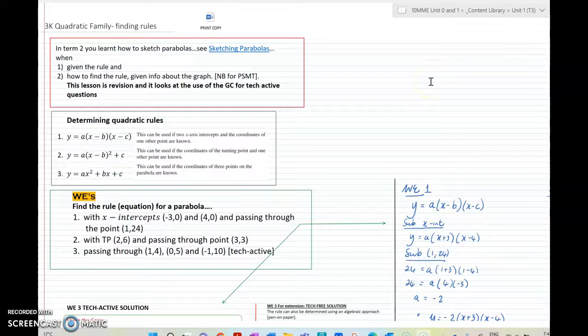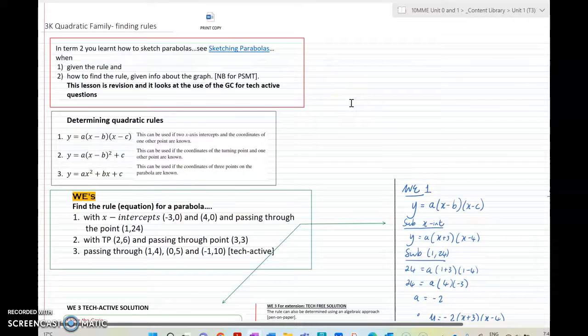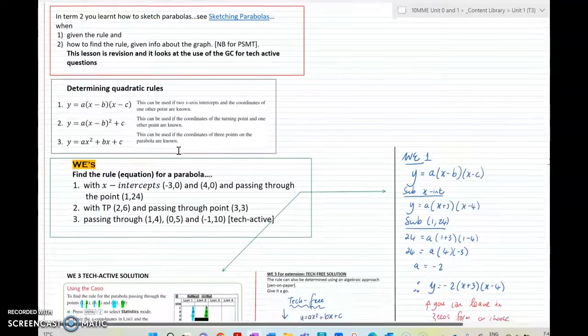Year 10. So I'm just running through the two lessons, 3K and 3L, as these should be familiar to you from last term, and I'll just want to talk about a few things. So a reminder that last term you sketched parabolas when you were given the rule, and then you were also asked to find the rule given information about the graph. And that's going to be very important for your PSMT this term. So we're just going to revise a few things and then also just talk through the graphics calculator work.